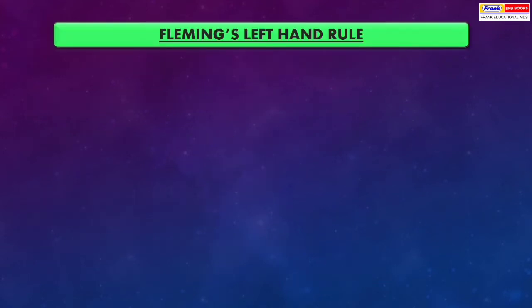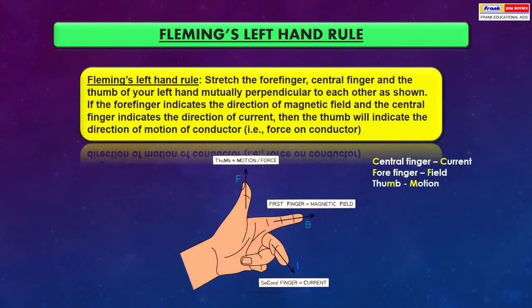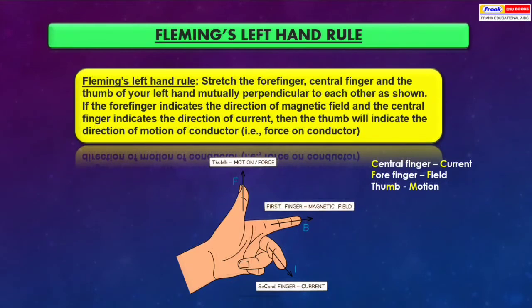Fleming's left-hand rule. Stretch the forefinger, central finger, and the thumb of your left hand mutually perpendicular to each other as shown in the figure. If the forefinger indicates the direction of magnetic field and the central finger indicates the direction of current, then the thumb will indicate the direction of the motion of the conductor, that is, force on the conductor. Central finger C is equal to current. Forefinger F is equal to field. And thumb, which has M, gives motion.